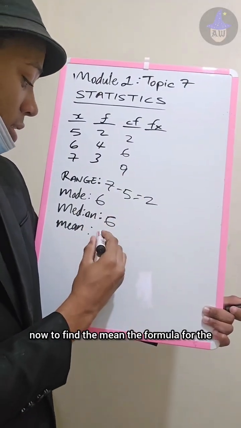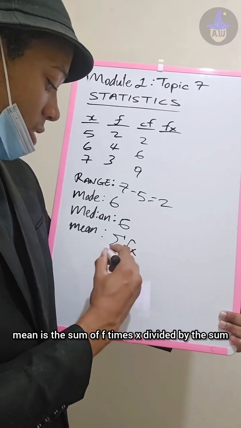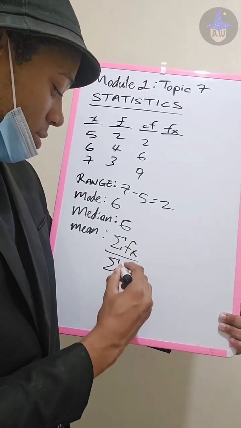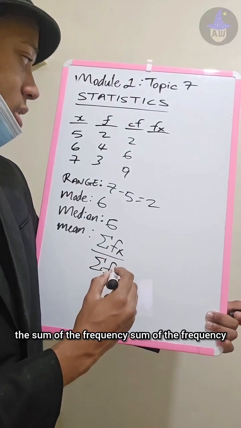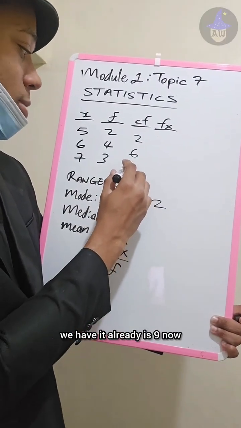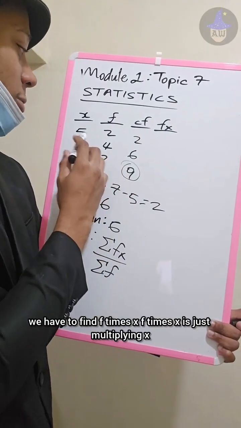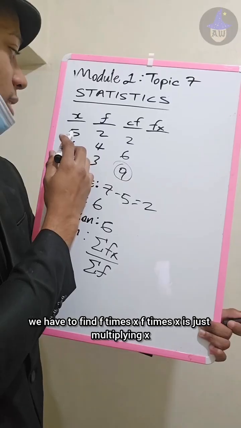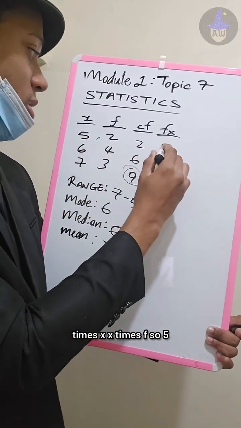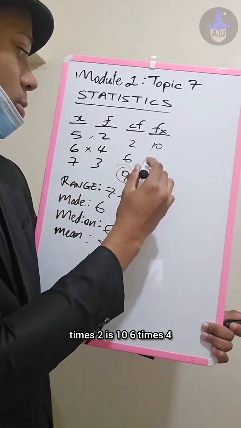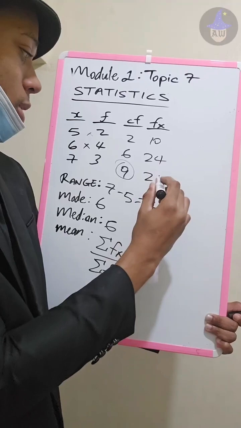But now to find the mean, the formula for the mean is the sum of f times x divided by the sum of f. Frequency times the value divided by the sum of the frequency. Sum of the frequency, we have it already, is 9. Now we have to find f times x. F times x is just multiplying x times f. So 5 times 2 is 10, 6 times 4 is 24, 7 times 3 is 21.